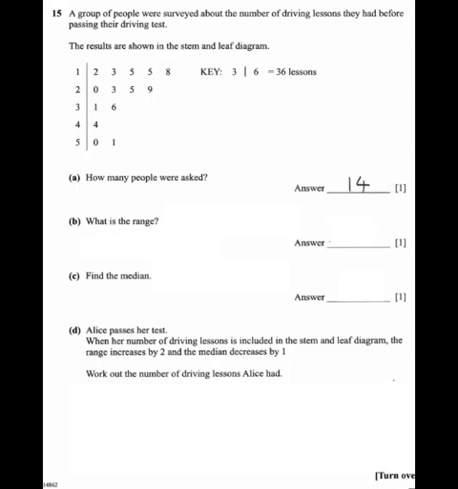What is the range? The range is the biggest take away the smallest. So we take the biggest number from the stem and leaf diagram and the smallest and we take them away. So 51 take away 12, and that should equal 39.